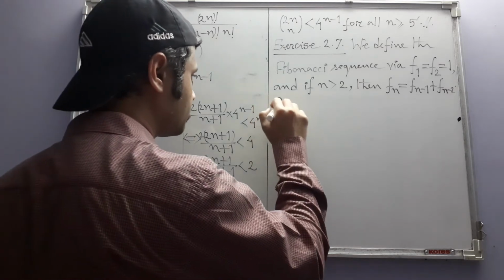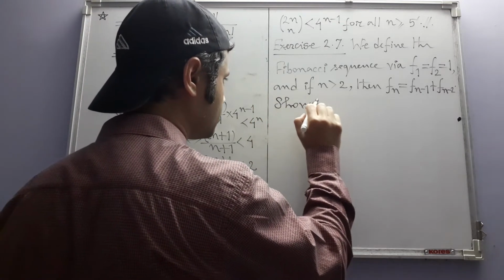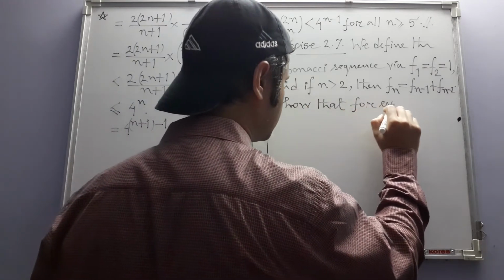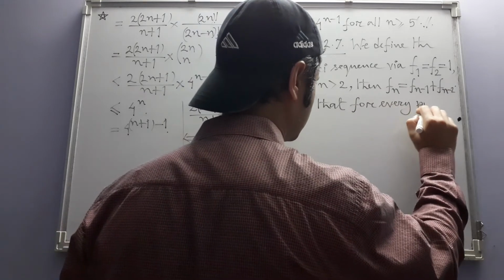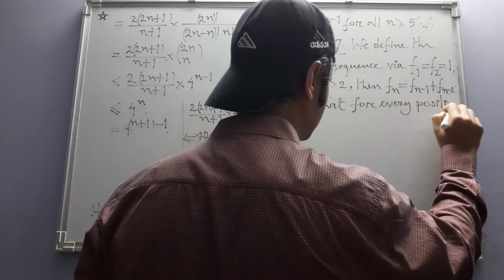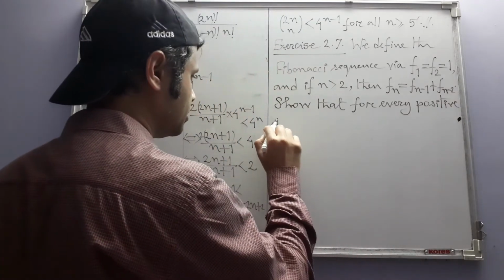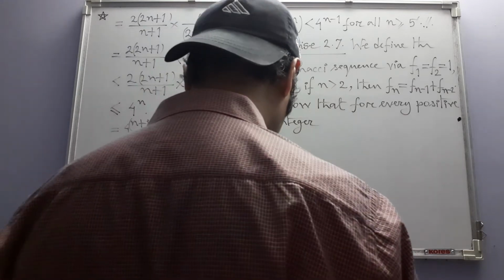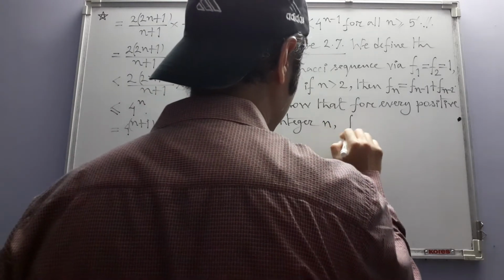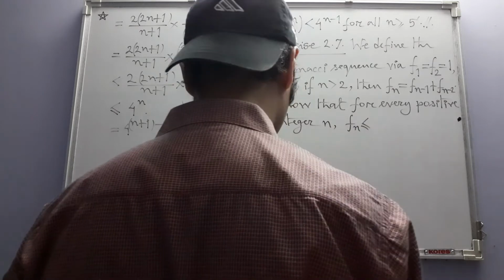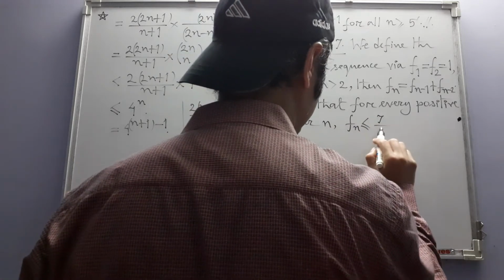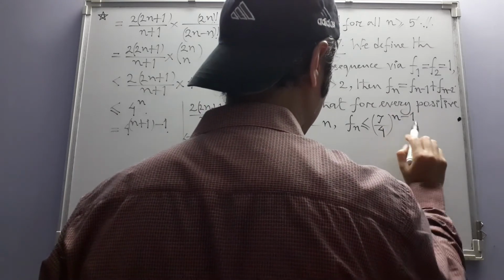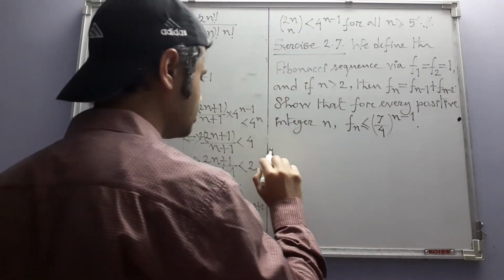Show that for every positive integer n, Fn is less than or equal to 7 divided by 4 whole to the power n minus 1. For this also we will use induction.